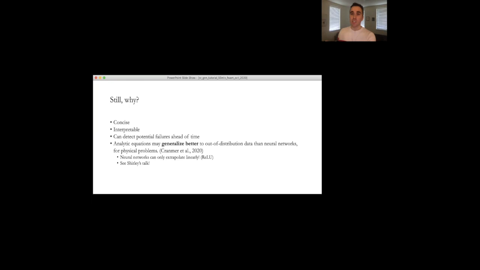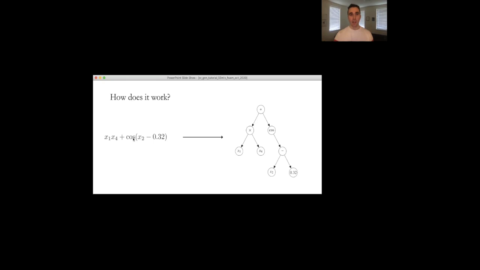So Shirley's going to talk about that more. So how does it work? You work on the space of trees. This is like a binary tree, also with unary operators. For example, if we want to do x1 times x4 plus the cosine of x2 minus this constant, we could represent it as this tree. This is the data structure that symbolic regression works on.